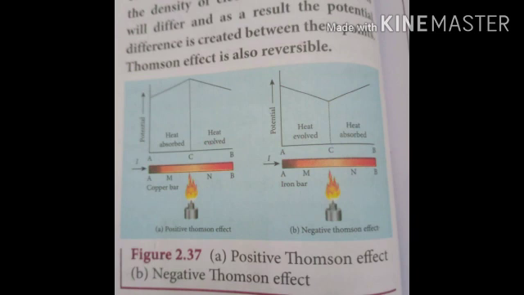Here the two effects can be positive or negative. The positive effect is seen, for example, in silver, zinc and cadmium. The negative effect can be observed in materials such as platinum, nickel, cobalt and mercury. That's all.